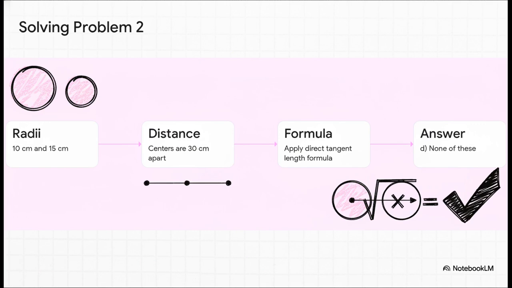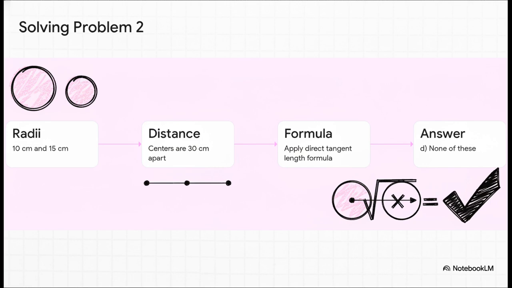Let's walk through the calculation process together. We note our radii, 10 centimeters and 15 centimeters. The distance between centers is 30 centimeters. Now, the mathematical formula for the length of a direct common tangent involves taking the square root of the distance squared minus the difference of the radii squared. That means we calculate 30 squared minus the square of 15 minus 10. That translates to 900 minus 25, which gives us the square root of 875. If we simplify that standard root, it equals 5 root 35.